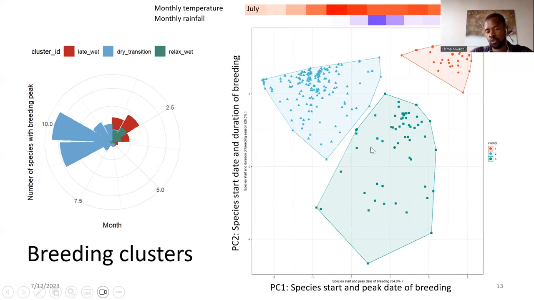So if you look at that in 2D here, you see this very distinct cluster of wet season breeding species. And these are species that will breed with their peak at the end of the wet season. So technically, you would assume that they actually wait for the rain to start and even peak before they reach their own breeding peak. Whereas this cluster here in blue actually peaked somewhere around October.